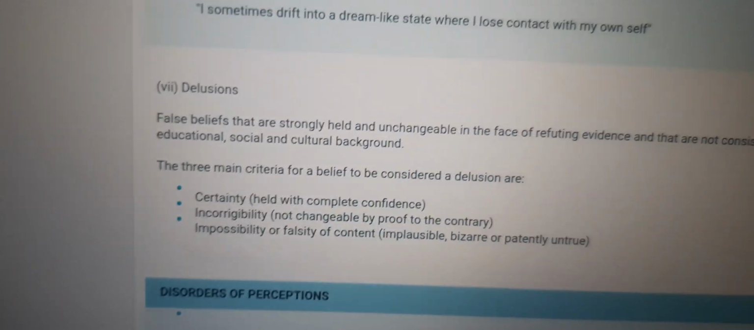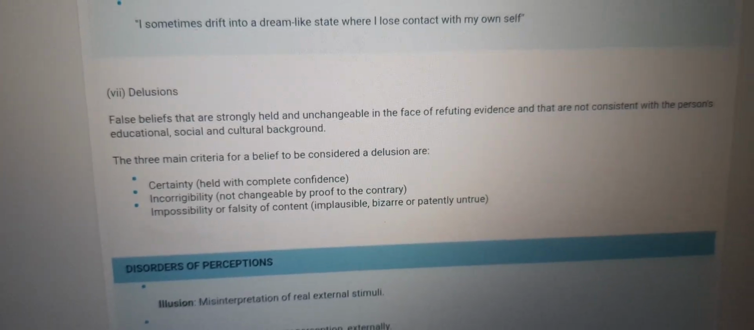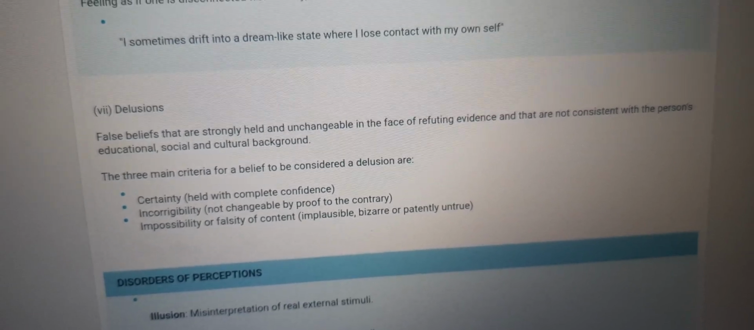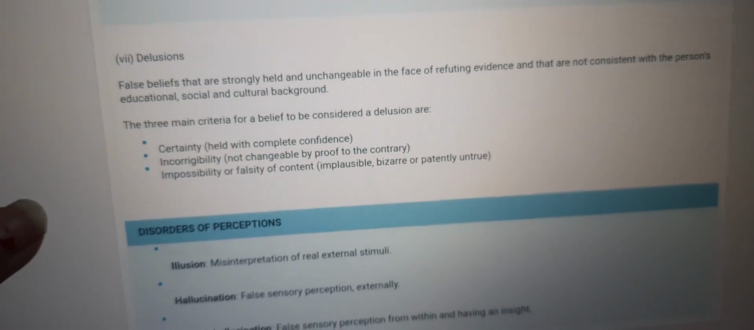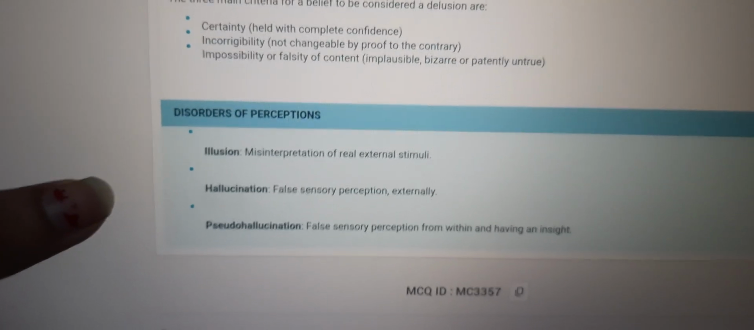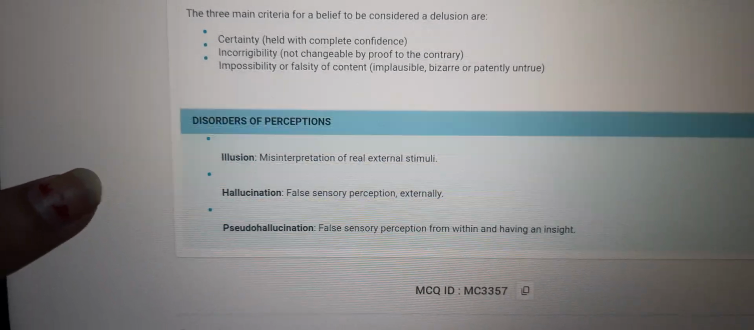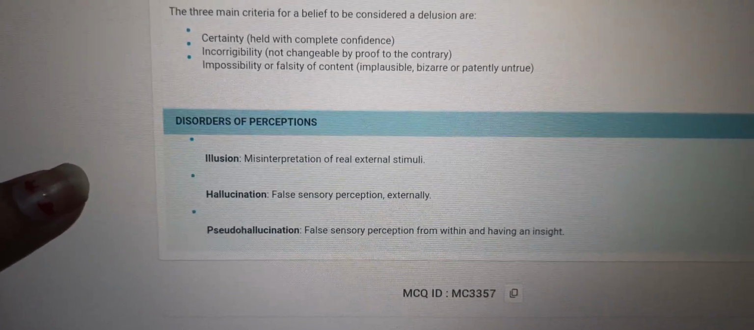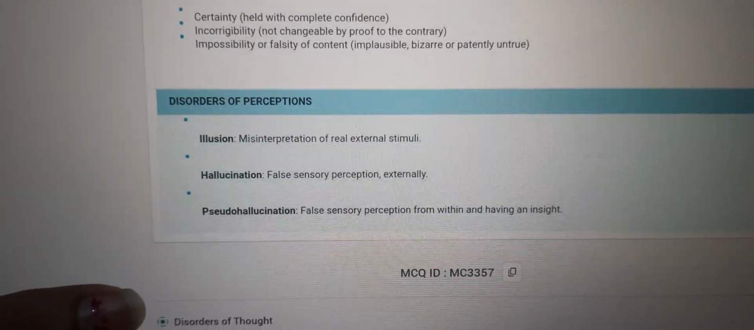What are delusions? Delusions are false fixed beliefs that are strongly held and unchangeable in the face of refuting evidence, and that are not consistent with a person's educational, social, and cultural background. The three main criteria for a belief to be considered a delusion are certainty, held with complete confidence; incorrigibility, not changeable by proof to the contrary; and impossibility or falsity of content, that is, implausible, bizarre, or apparently untrue.